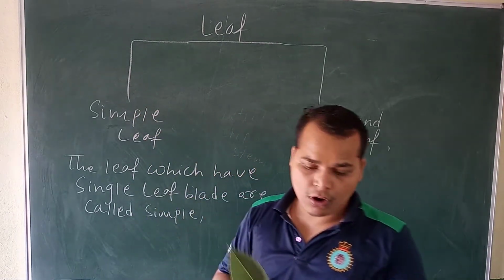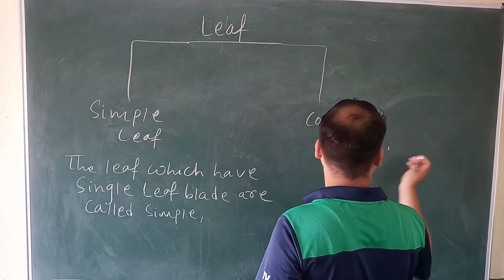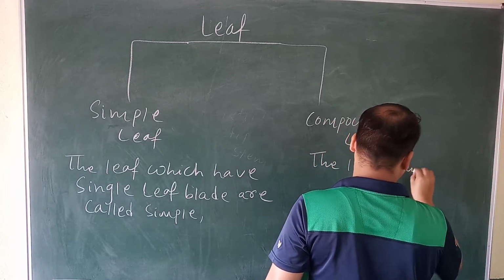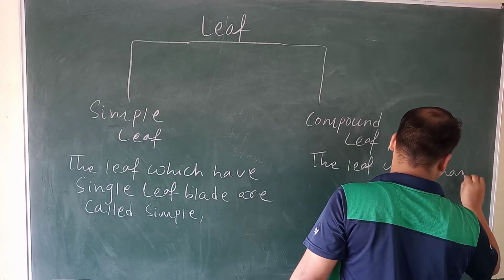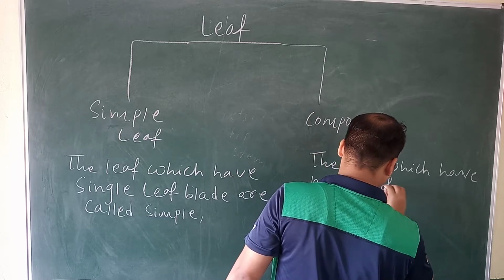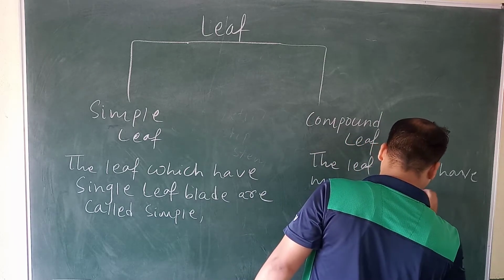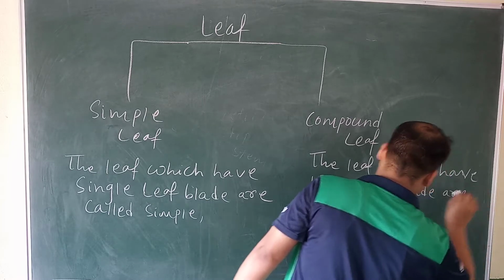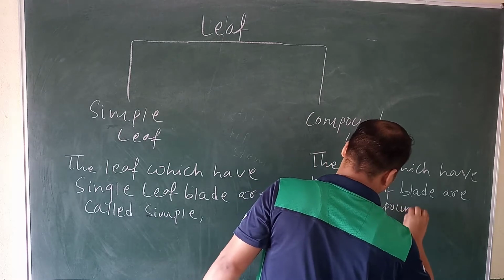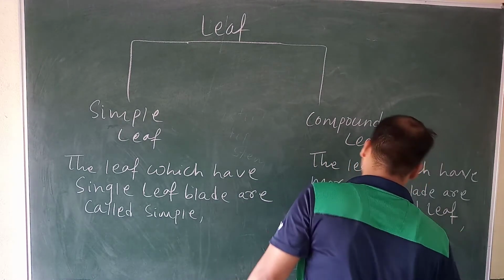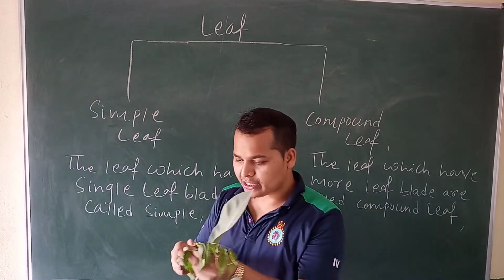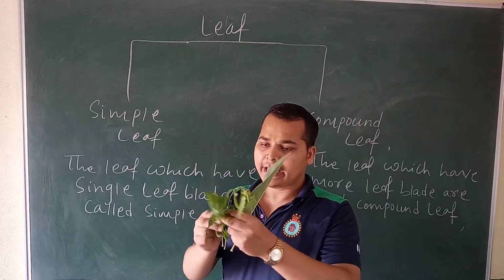Yes or no? So now come to compound leaves. Okay. A leaf which has more leaf blades is called a compound leaf. Yes or no? So compound leaf. So now I will show you a compound leaf. Okay. So which type of leaf is this? This is a neem leaf.